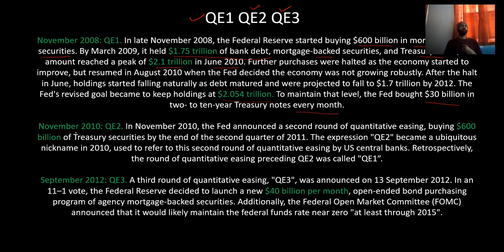Now comes November 2010 and the start of QE2. In November 2010, the Fed announced a second round of quantitative easing, buying 600 billion of treasury securities by the end of the second quarter of 2011. The expression QE2 became a ubiquitous nickname in 2010 used to refer to this second round of quantitative easing by the US central bank.